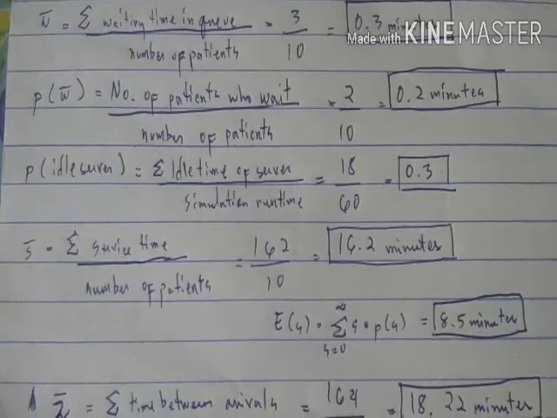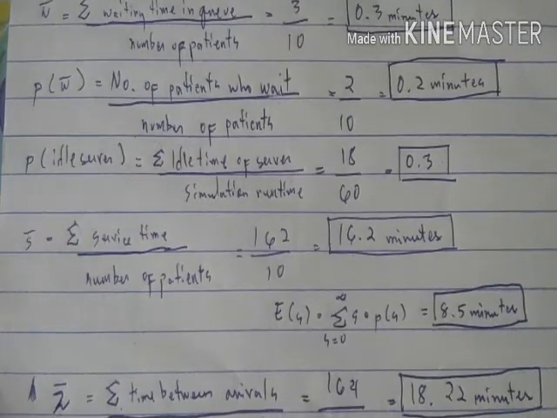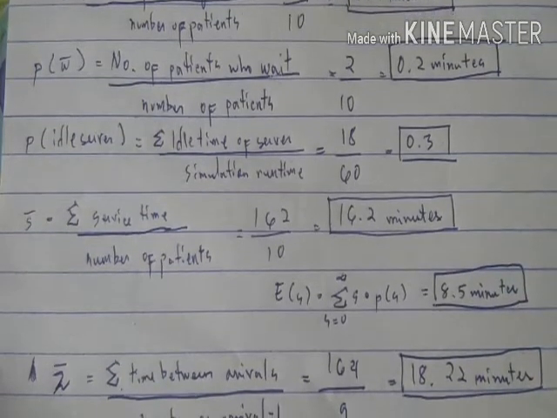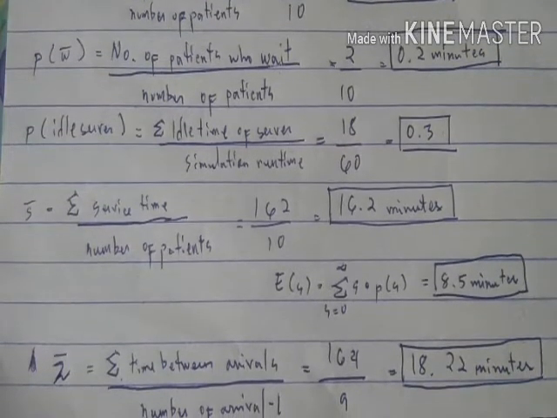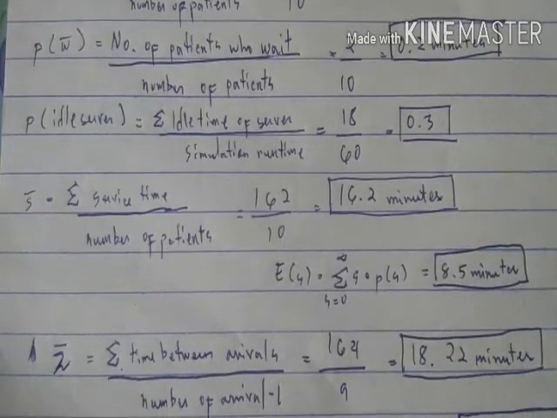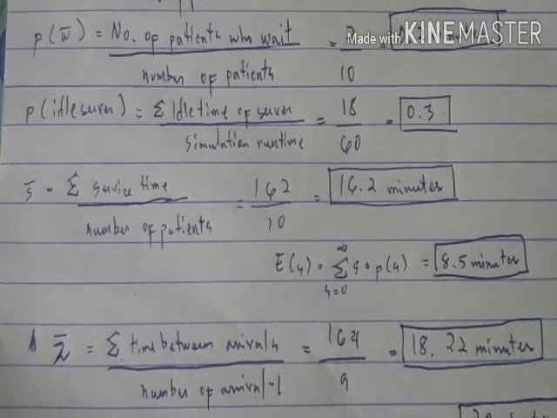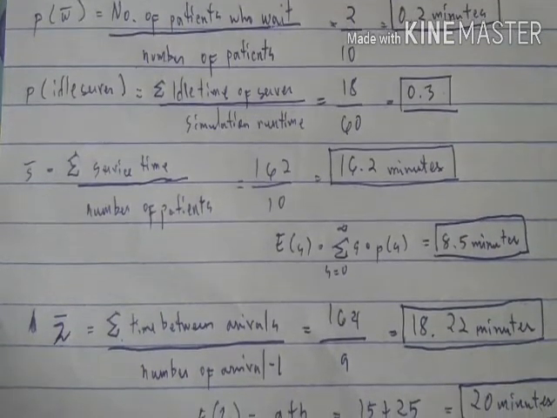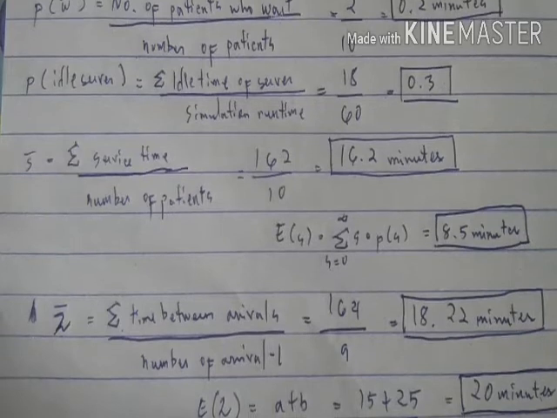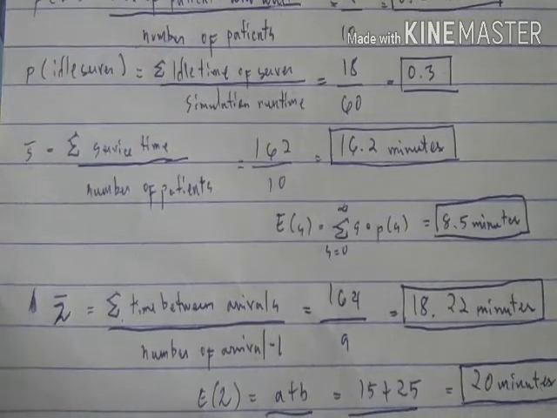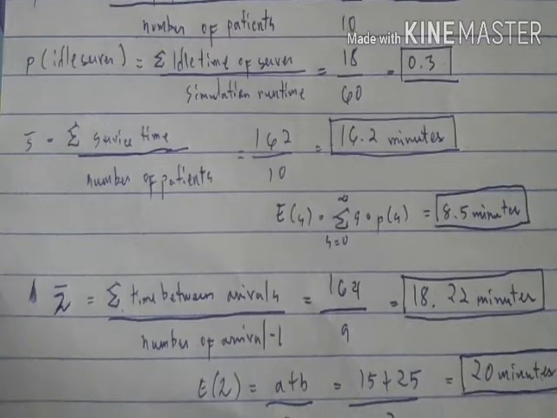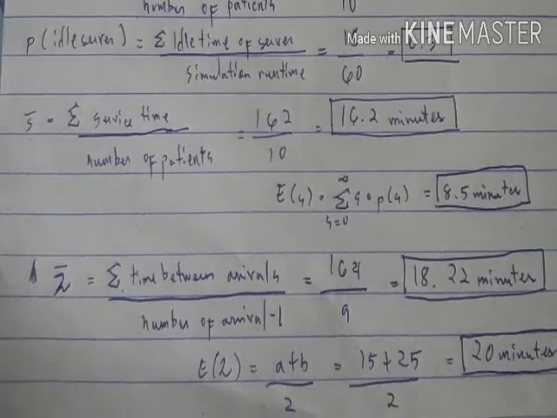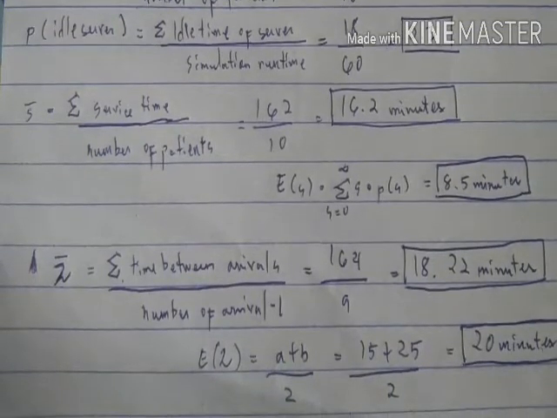So let's compute the average service time. The summation of service time is 162, divided by the number of patients, 10, equals 16.2. Then let's compute the average time between arrivals. The summation of arrival times is 164, and the number of arrivals we simulated is 10, so 10 minus 1 equals 9. So 164 divided by 9 equals 18.22 minutes. That's the average time between arrivals.